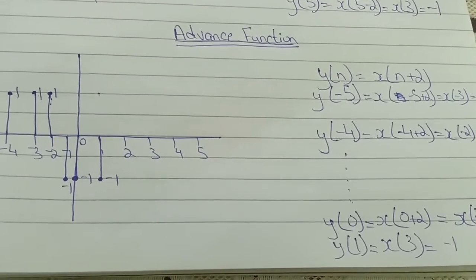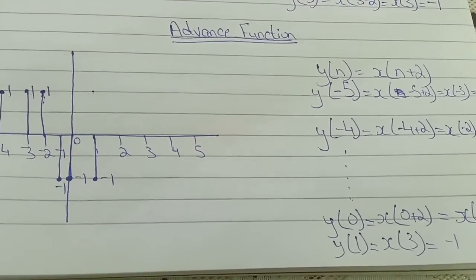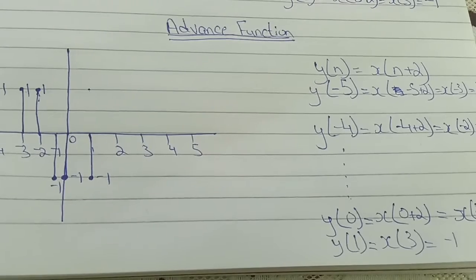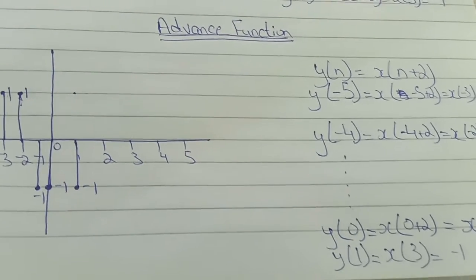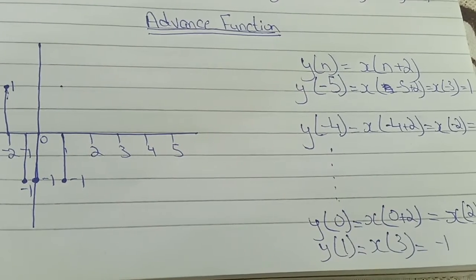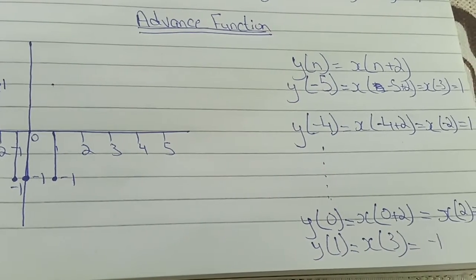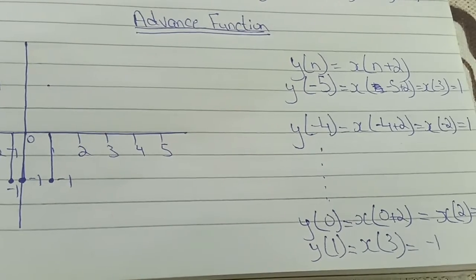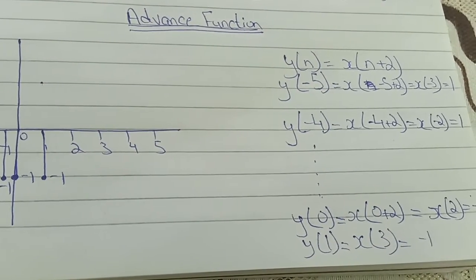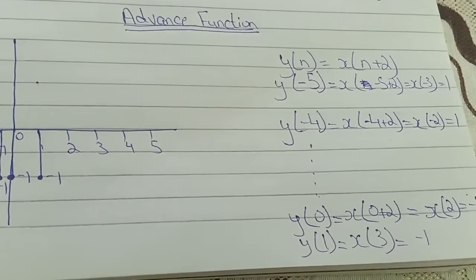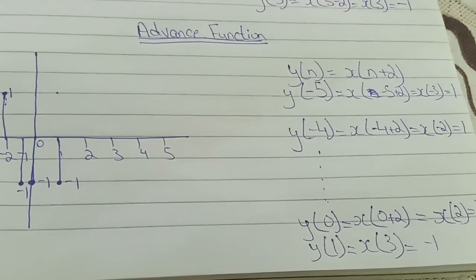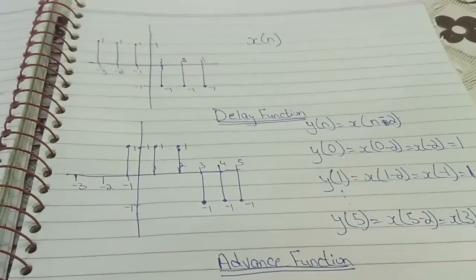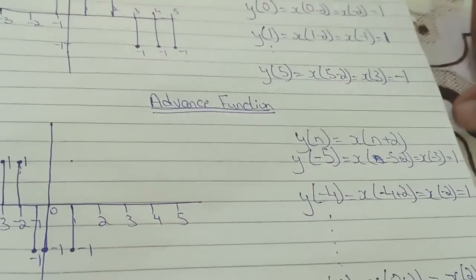Now let's discuss the advance function. Now our equation will be y of n equals x of n plus 2. This means that we need an advanced version of the signal. Similarly to the delay function, we will calculate the values of the advance function using this equation, like y of minus 5 equals x of minus 5 plus 2, which is equal to x of minus 3, and in our input signal we see that x of minus 3 is 1. So we know that this value is 1.